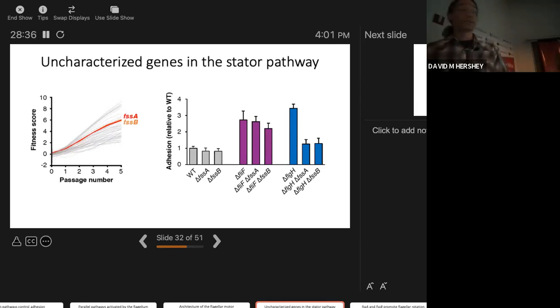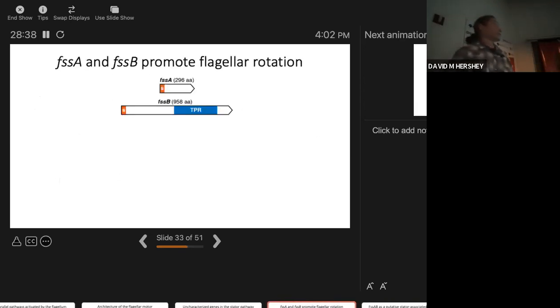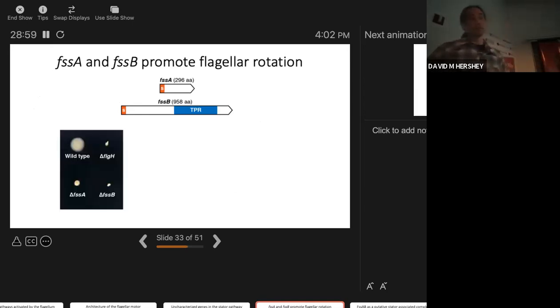So what do these genes code for? Both of these proteins are predicted to have signal peptides for export from the cytoplasm. B has a TPR domain that's apparently associated with protein-protein interactions. So the functional annotations really aren't super helpful for these genes. But when we look at the motility phenotypes that you get when you knock them out, that's where we start to figure out what they do.